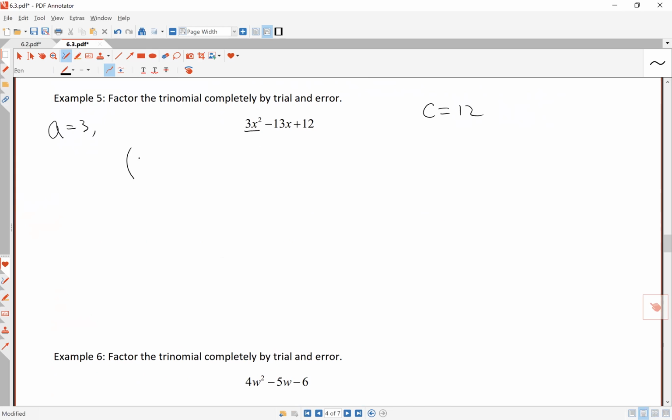Because a is prime, it still leads us to a few possibilities. 3x and x. But now think about all the ways to get 12. 1 and 12, 2 and 6, and 3 and 4. So I try 1 and 12. But every one I try, I have to flip-flop them and use 12 and 1.